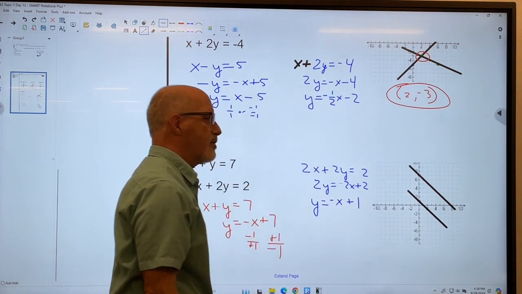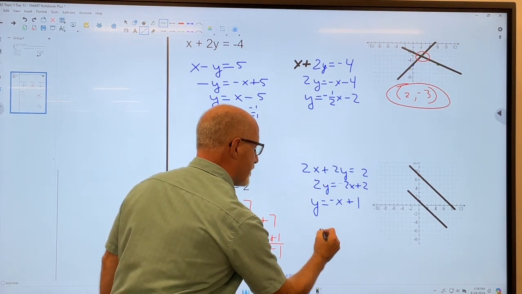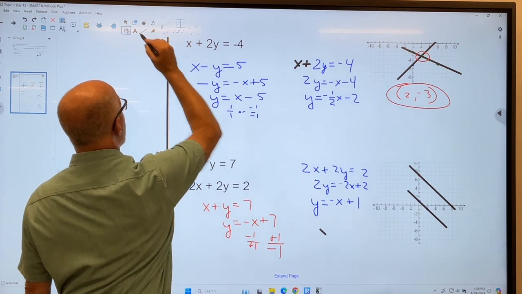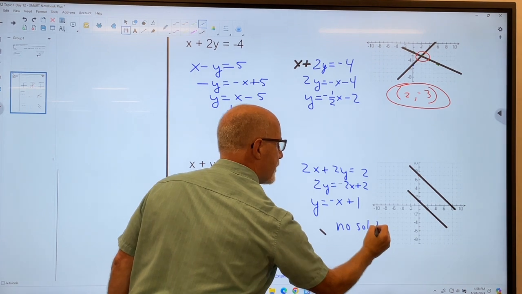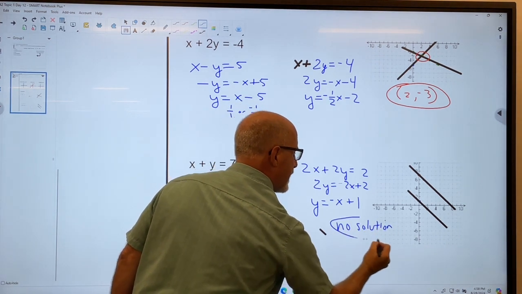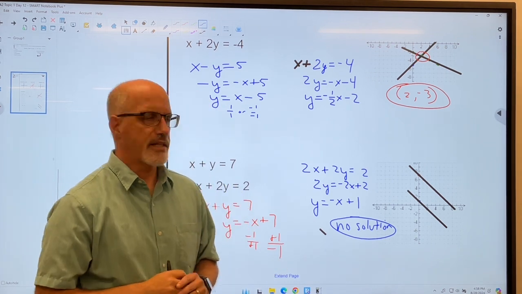Now if you look at those two lines, they're parallel. There's no solution to this one. So as we do this one, no solution, because the two graphs are parallel lines never intersecting.